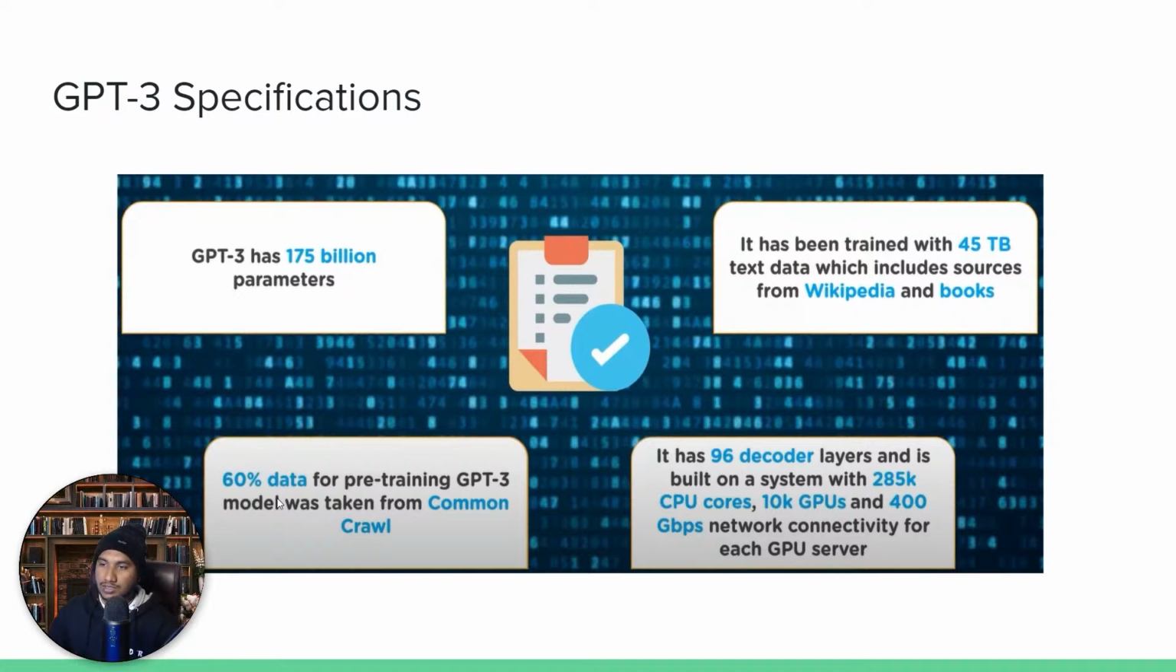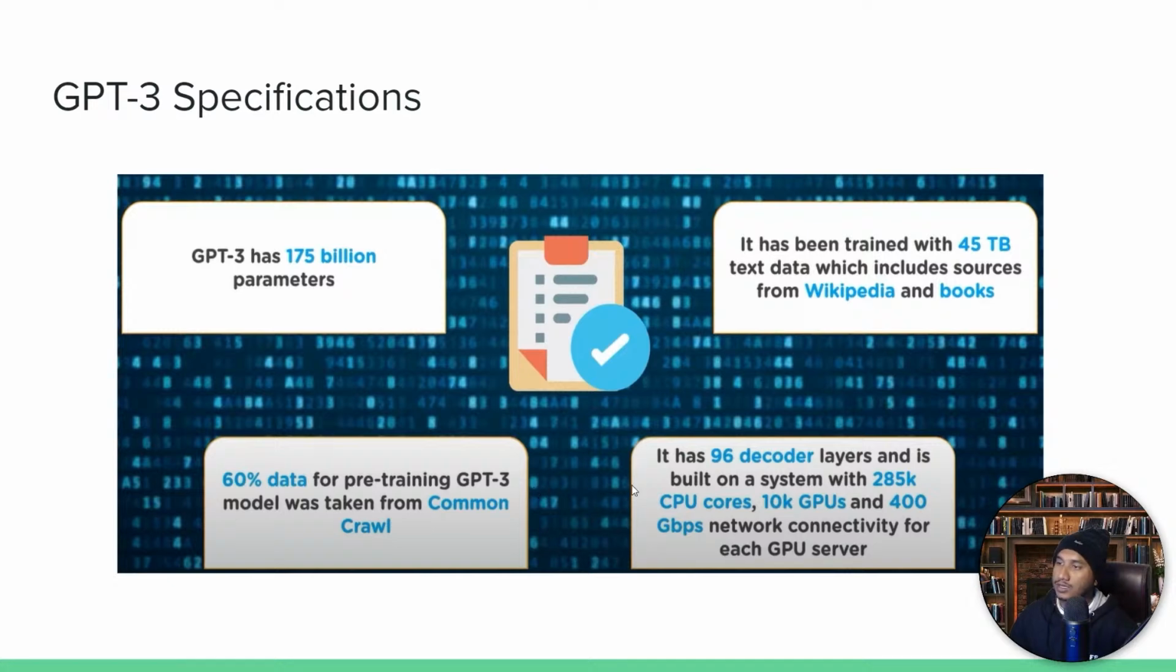Now here, 60% of the data for pre-training the GPT-3 model was taken from Common Crawl. Common Crawl is an organization that provides these kinds of datasets. They took around 60% of the data from this organization, and the rest of the data they took from other sites.